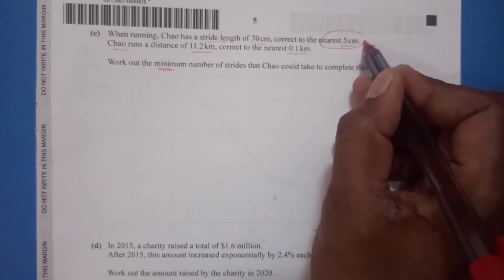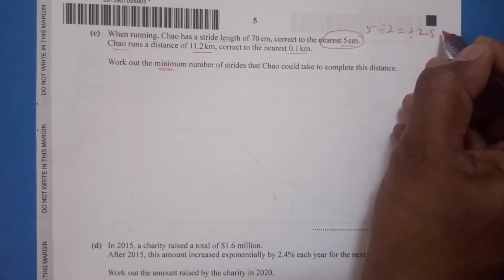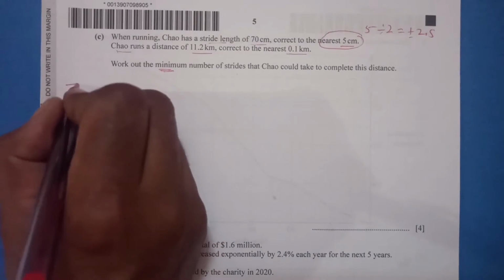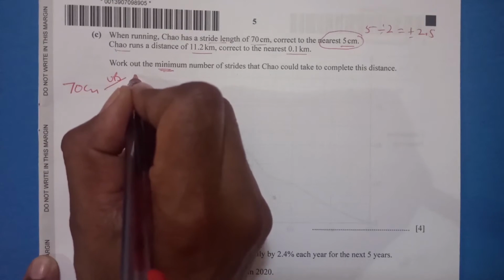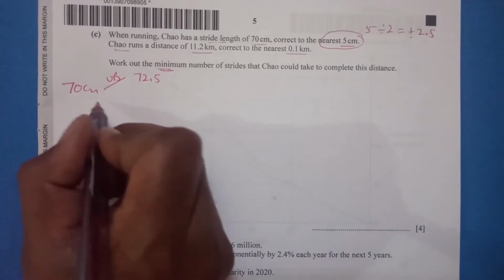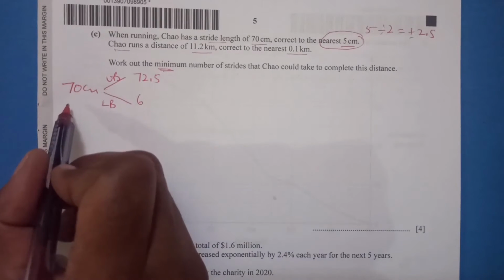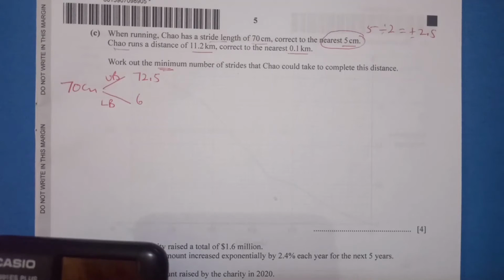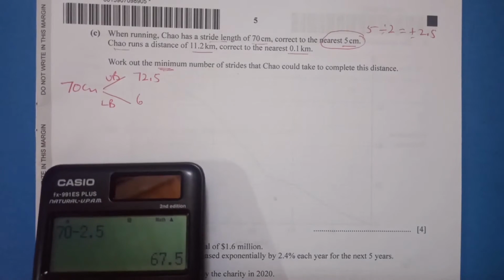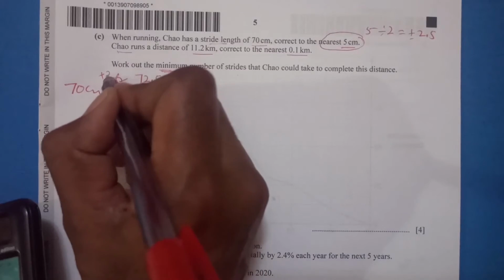Now this is nearest 5, so that means we are dividing this 5 by 2, so that will be plus minus 2.5. So for this 70 centimeters, the upper bound will be adding 2.5, this will be 72.5, right? And the lower bound is going to be 70 minus 2.5, so this is 67.5. Here we are subtracting 2.5, here we are adding 2.5, right? So these are the lower bound and upper bound.